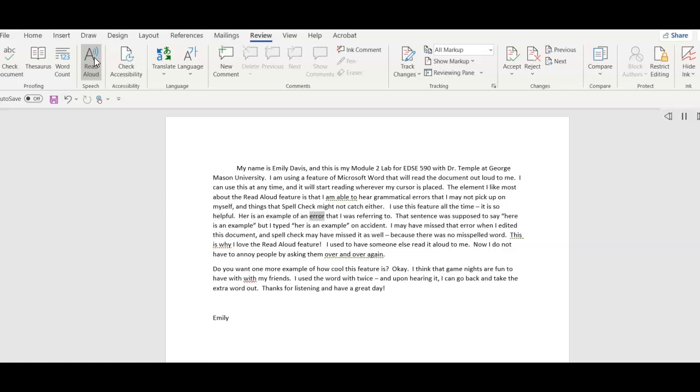Her is an example of an error that I was referring to. That sentence was supposed to say here is an example, but I typed her is an example on accident. I may have missed that error when I edited this document, and spell check may have missed it as well, because there was no misspelled word. This is why I love the Read Aloud feature. I used to have someone else read it aloud to me. Now I do not have to annoy people by asking them over and over again.